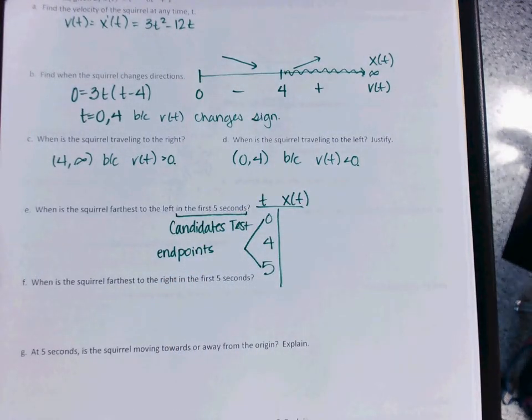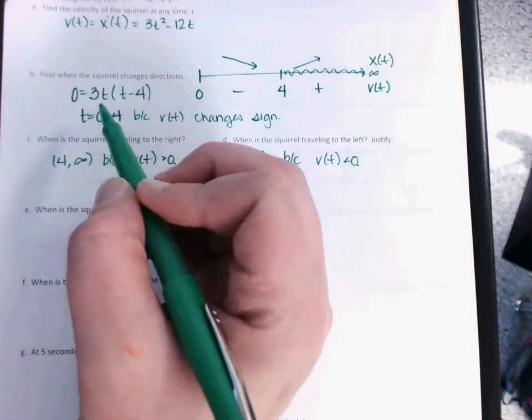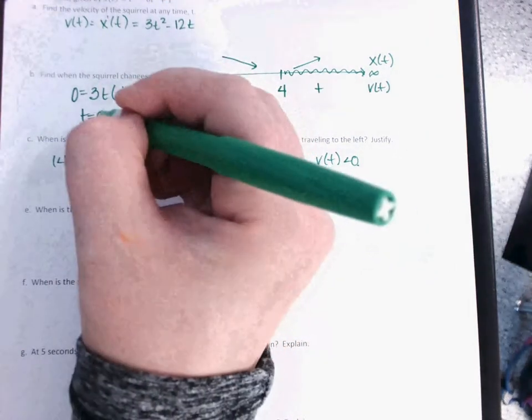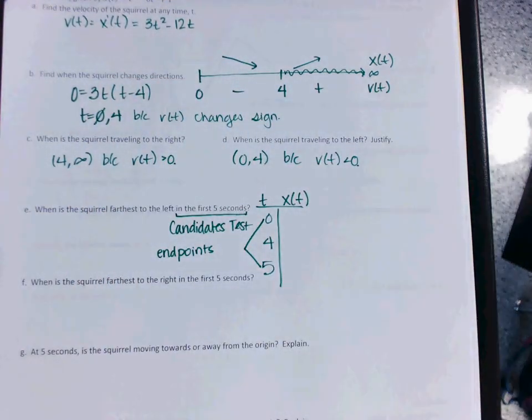I guess we really shouldn't include 0, because is there a sign change at 0? Okay, that's a good question. Let's just take that off. Probably really you should only put 4. Because at 0, the squirrel didn't really change direction because he just started running, right? Thank you for that. Okay, so go to your position.